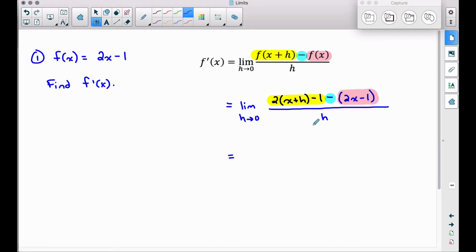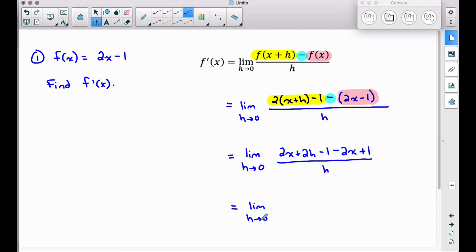So what comes next is hopefully somehow we can get rid of this h at the bottom, since we want to plug 0 into h. So we have the limit as h approaches 0. Let's distribute: 2x plus 2h. Don't forget your minus 1. Minus 2x, don't forget to distribute your negative here. And then this becomes a plus 1 right here when you take a negative times a negative 1. This is all over h, and let's see what happens.